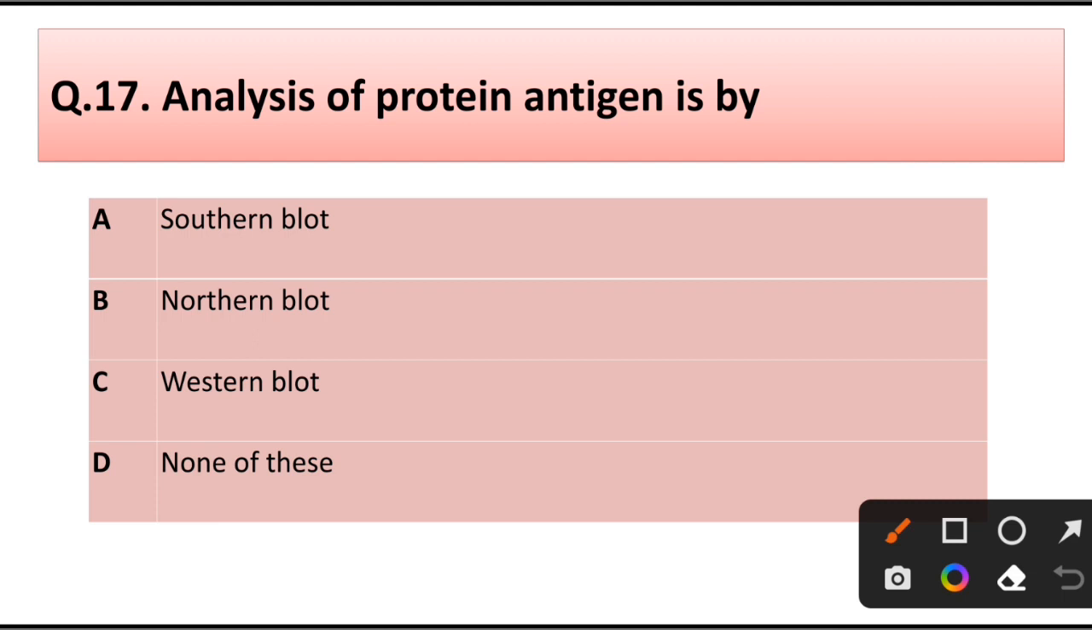Question 17. Analysis of protein antigen is by Southern blot, Northern blot, Western blot, none of these. Correct answer is option C. Western blot.